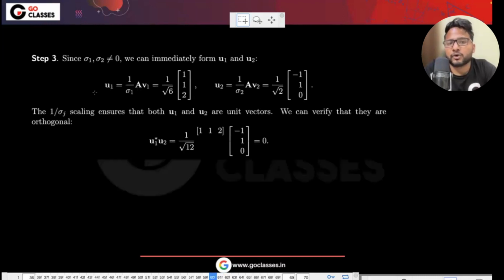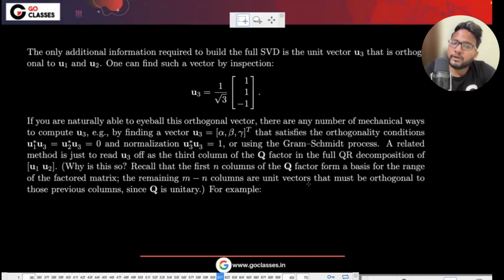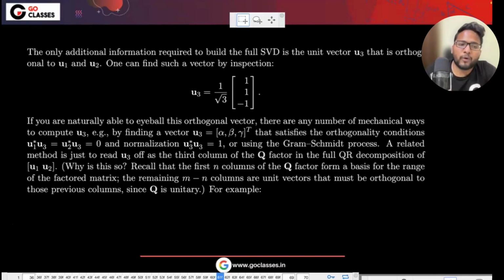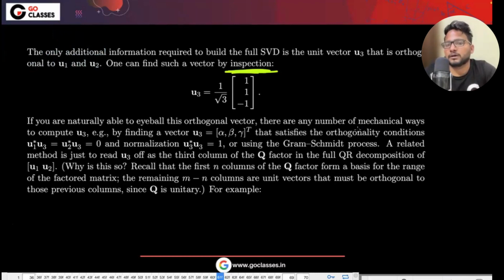Now, they are saying that U1 and U2 we have got theoretically, and we have also verified that U1 and U2 are perpendicular to each other. We can anyway verify. Now we need U3 also. They have written U1, they have written U2, and now they say U3 is found by inspection. There is no method they have used, just intuition. By inspection only they found U3, which is okay, but there are ways to extend the basis, which we will see later, and that's where the Gram-Schmidt process is required. But currently they are just using inspection.